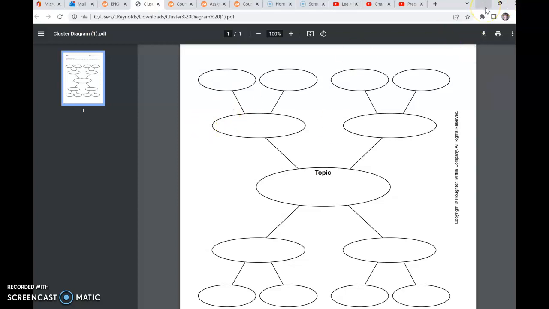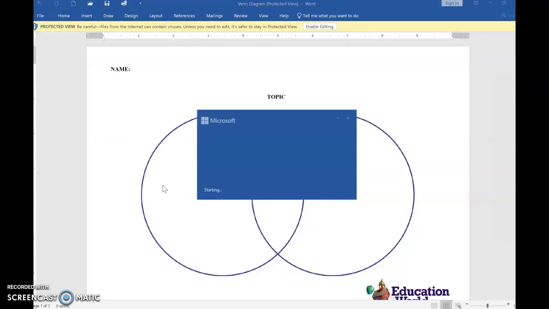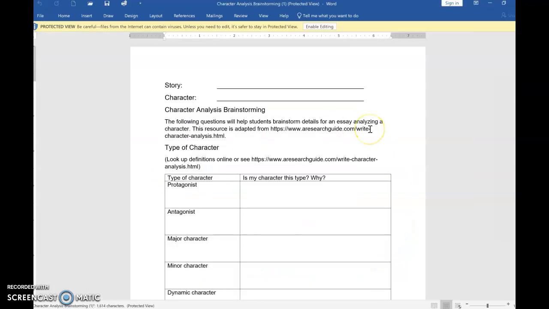And I think I skipped one, so let me go back to the character analysis one. Okay, so the character analysis worksheet is based on that URL that I provided on the assignment sheet for the essay. Just a great website that describes very nicely how to write a character analysis. So I used that website as the basis for this particular worksheet.